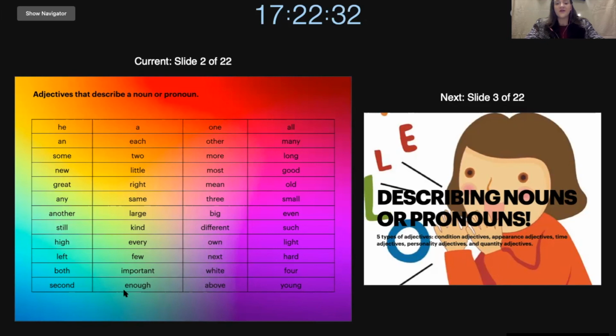Next, we have enough. So, enough is to say that you should stop now. You don't want any more. This is enough now. Stop. It's the same as saying stop, but in a nicer way. We also have above. So this is above my head. This is below my head. Above, below. And then we have young. So a little girl of about 8 years old or 6 years old is young.